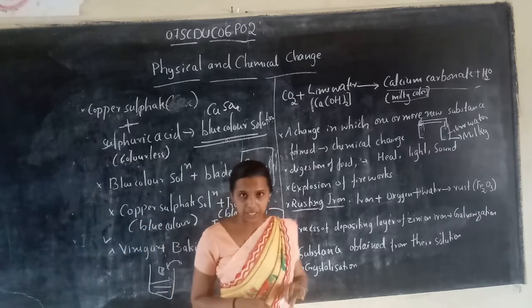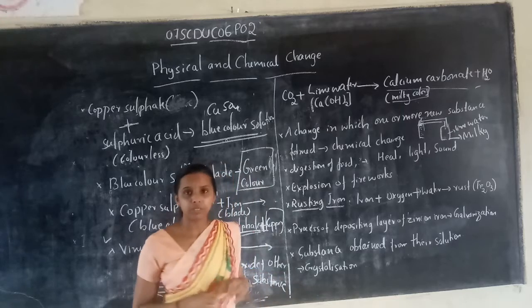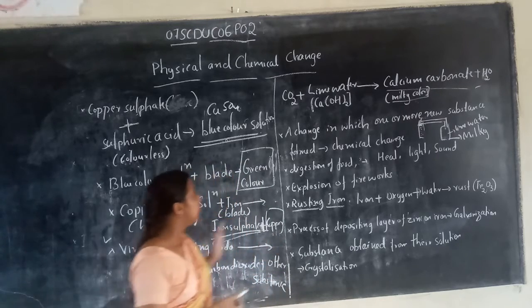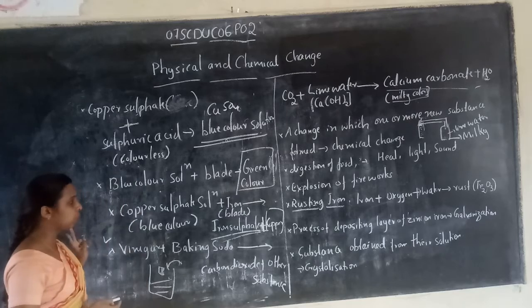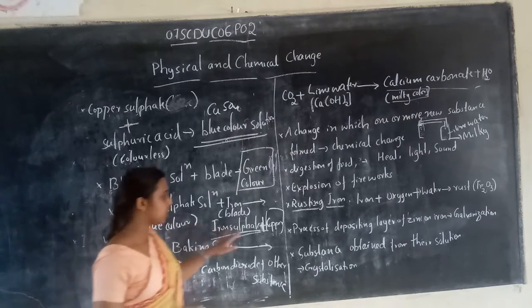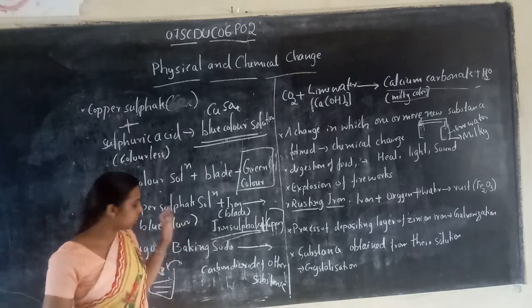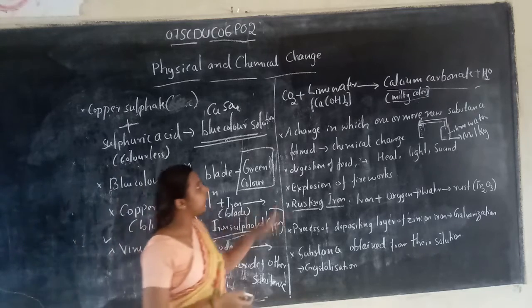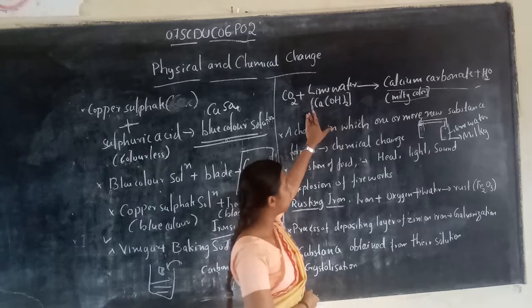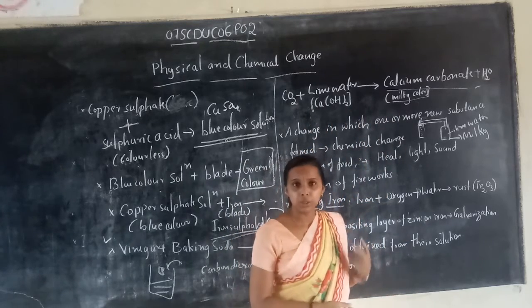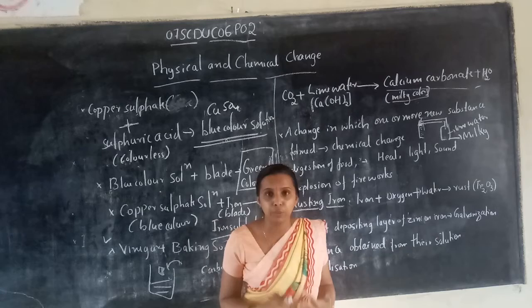This calcium carbonate is used in chalk powder, chalk mix, etc. So in chemical changes, we'll give you examples. First, copper sulfate reacted with iron, and here also a new substance is formed. When vinegar reacted with baking soda, there will be carbon dioxide. Then when reacted with lime water, calcium carbonate will be formed. So here also a new substance will be formed.